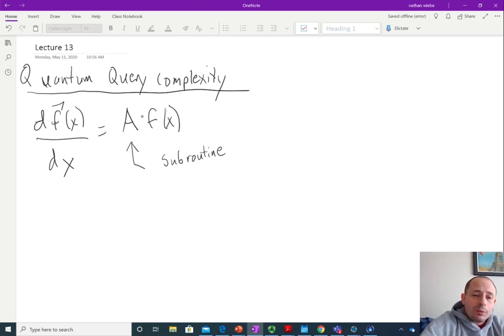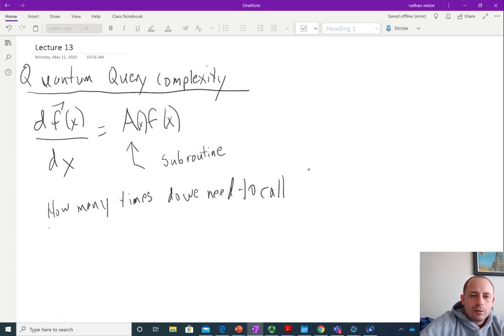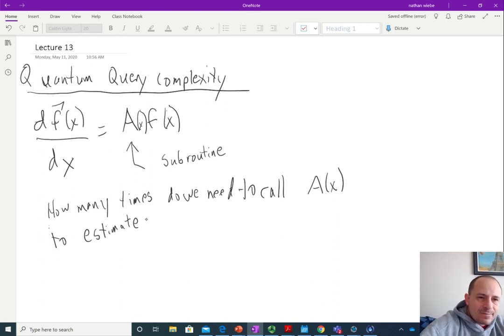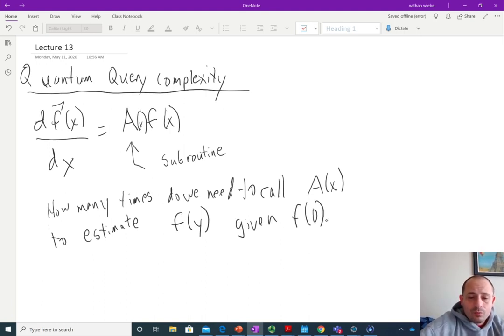And so, what we would do is, let's say we have A of x over here. The question is, how many times do we need to call A of x to estimate f of y, say, given f of 0? All right, this would be an example of a query problem.